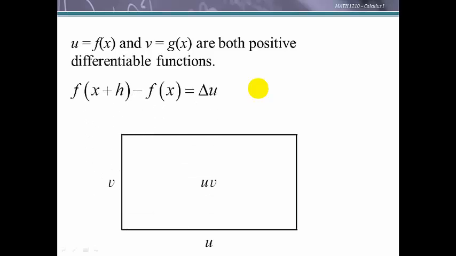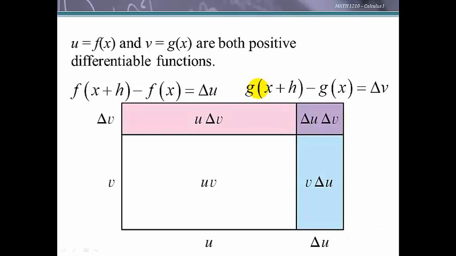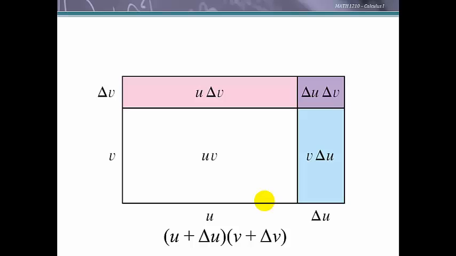Now if we wanted to add a little piece, we're going to call that delta u. This is our f of x plus h minus f of x, and we could add a little piece for our g of x as well, and we're going to call that one delta v. So geometrically we would have u plus a little change in u along here for the length of our rectangle, and we would have v plus a little delta v for the width of our rectangle. So looking at this in terms of areas, the area of this whole thing would be u plus delta u multiplied by v plus delta v.